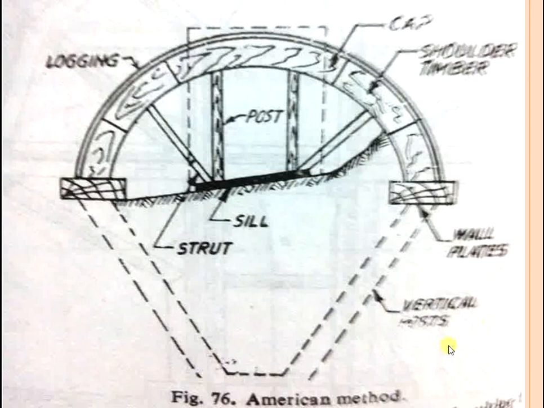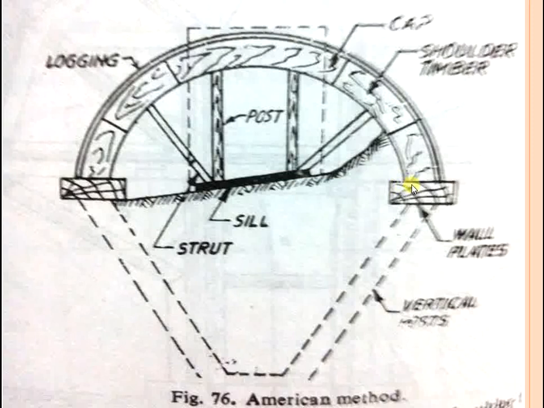Here we see this in the image. First, we drive or excavate the top section. After the top section excavation, we support it with the lagging and cap. This is the cap and vertical post. Then we excavate the side parts. Then in the sides we set the arch section. This arch section is supported with the help of the wall plates. Here we see that on both sides the wall plates are supporting the arch.